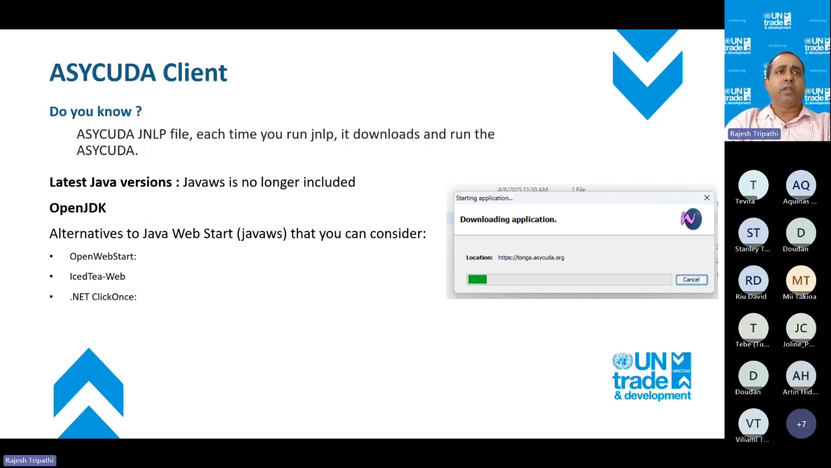There is another version that Microsoft has made with some compatible changes with the .NET framework. .NET ClickOnce is also available to run JNLP files. I have not yet tested this one, but the other two work with ASYCUDA.